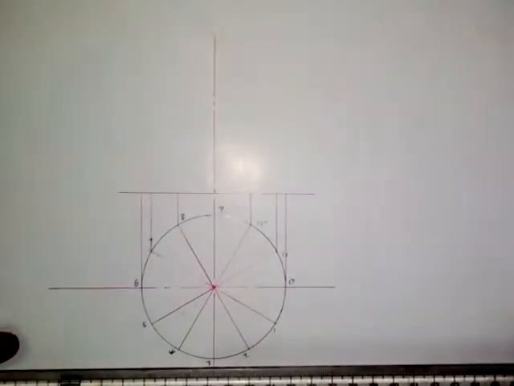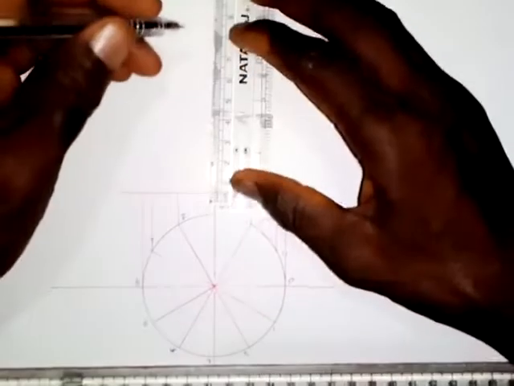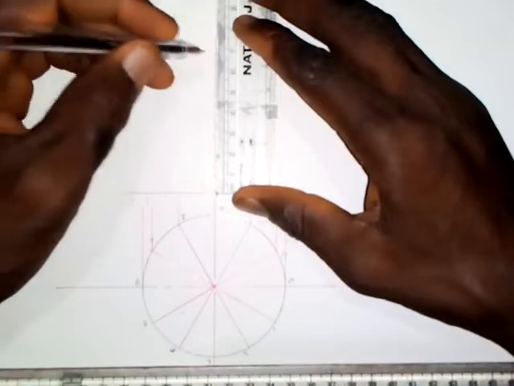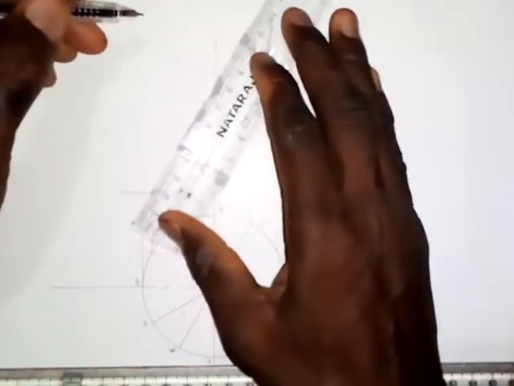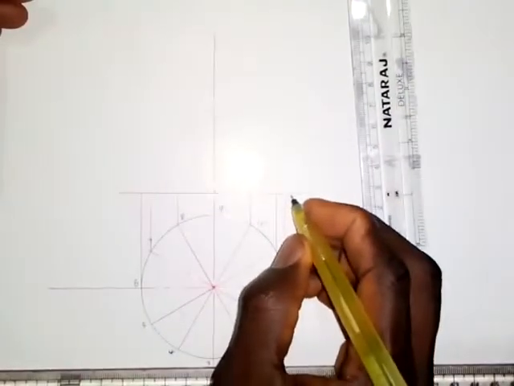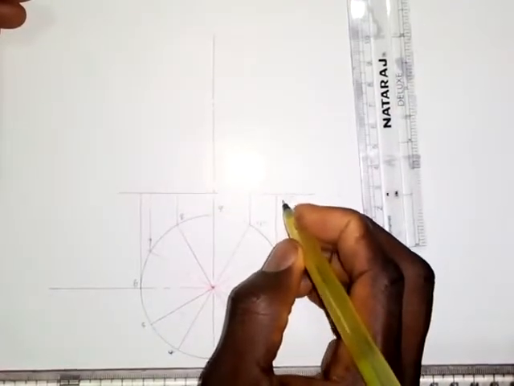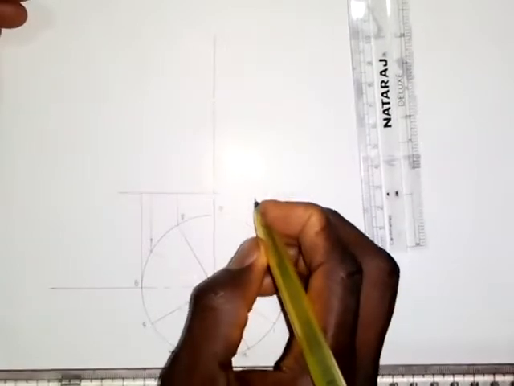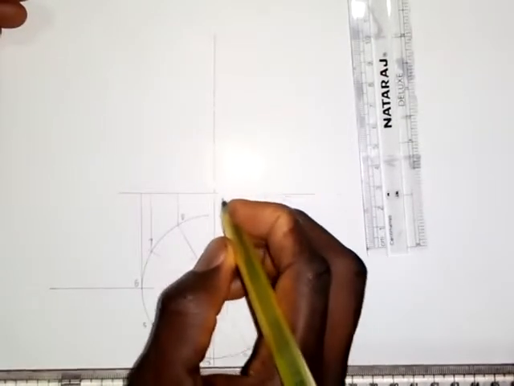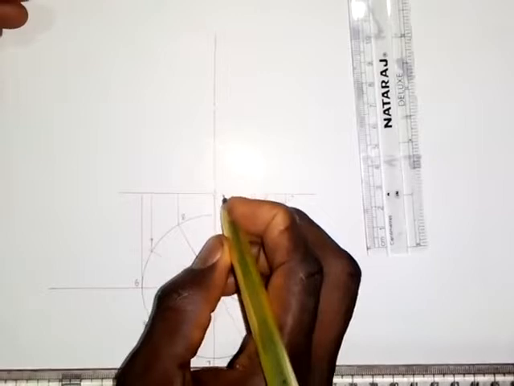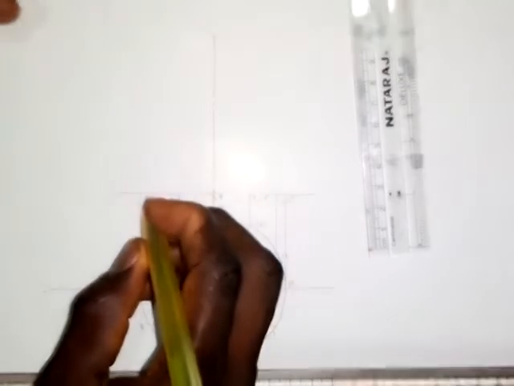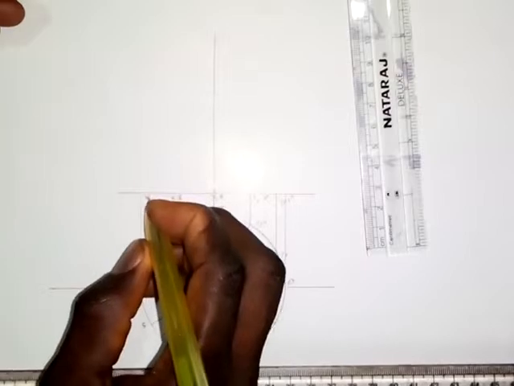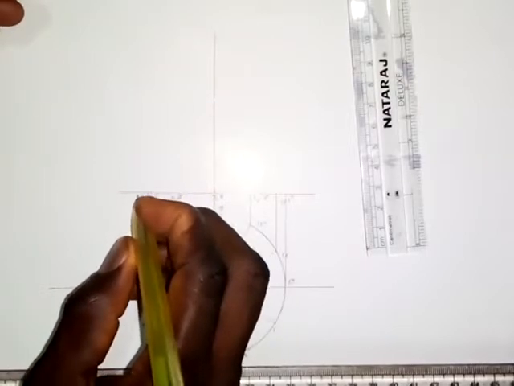Then we take the height of the cone. So I'm using 50 millimeters for the height of the cone. So 50 millimeters. And then this point now I need to number. So this is 0, this is 1, 11, so this is 2, 10, so this is 3, 9, so this is 4, 8, so this is 5, 7, and this is 6.